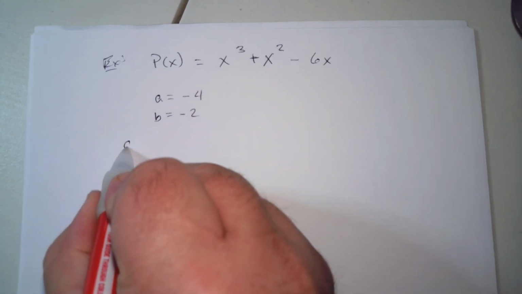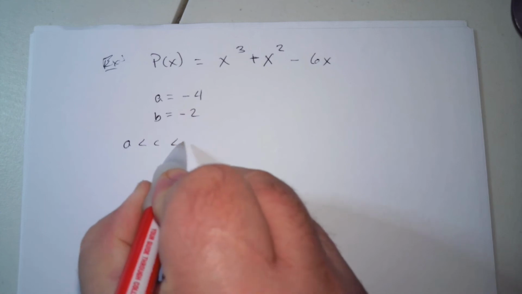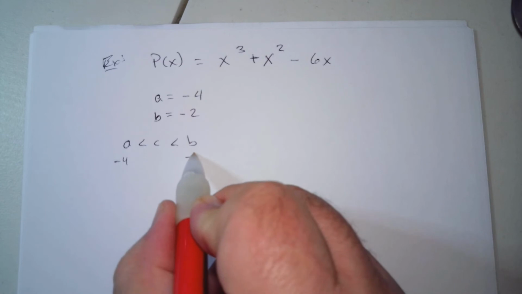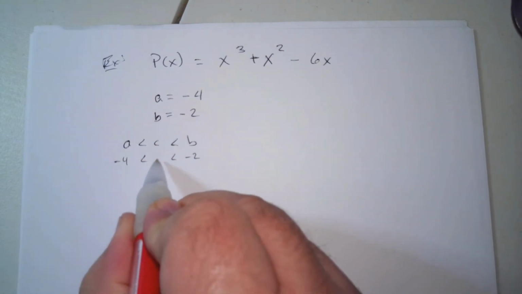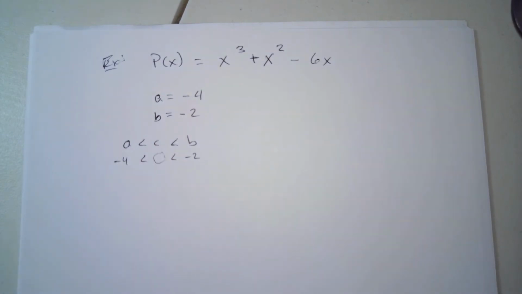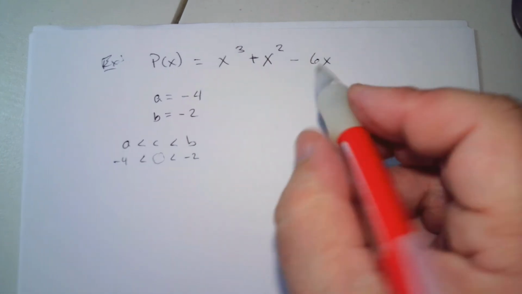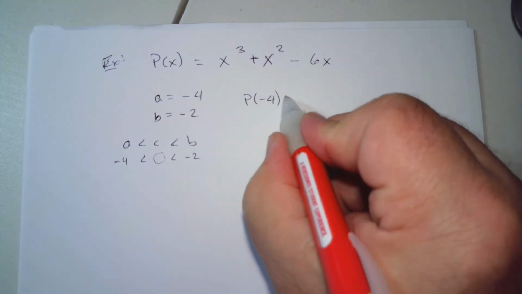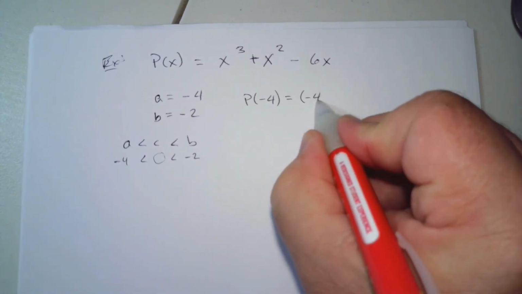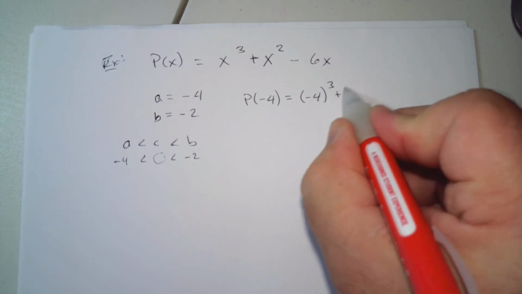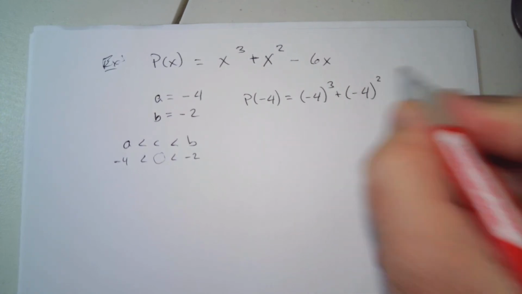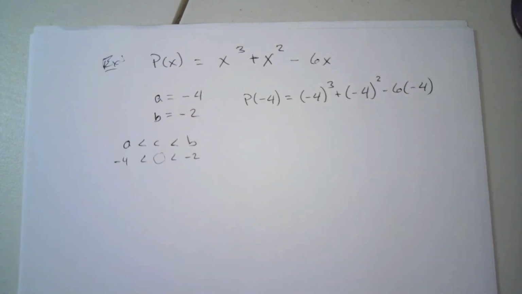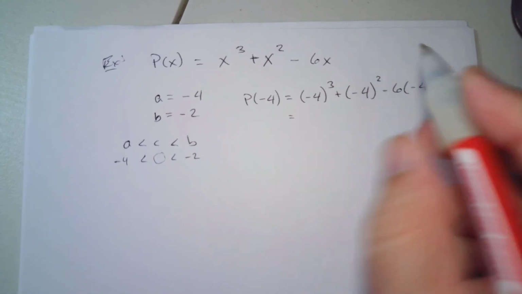Remember, -4 is less than -2. Let's determine if there's a value C between there. So the first one, just plug it in there, -4. So we have -4 cubed plus -4 squared minus 6 times -4.